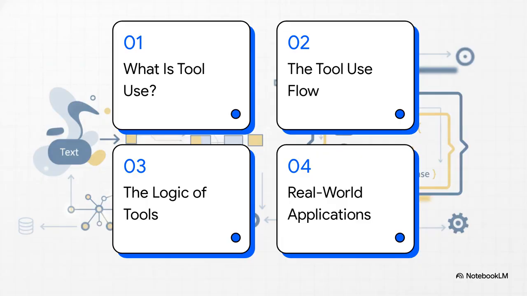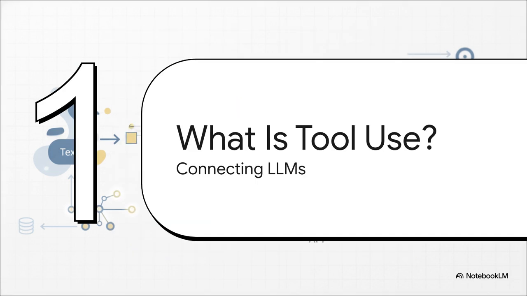To really get our heads around this, we're going to break it down into 4 logical steps. First, we'll get a really precise definition of what tool use is. Then we'll map out the entire information flow, from the user's prompt all the way to an action. Third, we'll look under the hood at the logic that lets the model choose the right tool. And finally, we'll explore some of the powerful applications this pattern opens up. Okay, let's dive into Section 1.